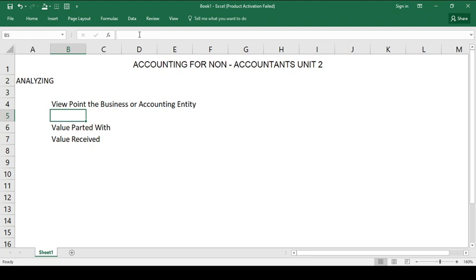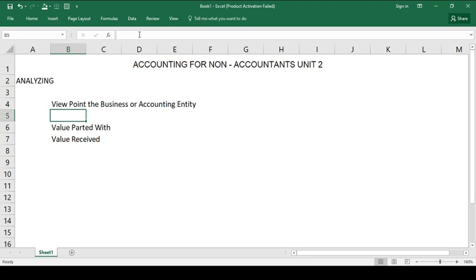Sir, what if the transaction happened to be like this? Nagbayad po ako ng utang ng business. Kasi minsan yung business may sarili siyang utang, then ikaw as owner may personal na utang ka. Yung personal na utang mo cannot be recorded in the business. Instead, yung ire-record mo lang yung mga utang ng business.